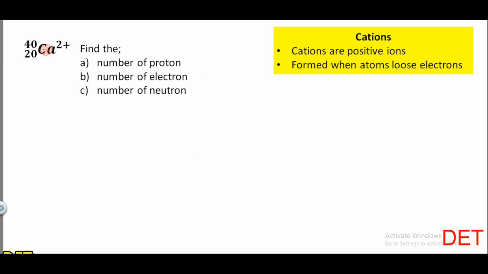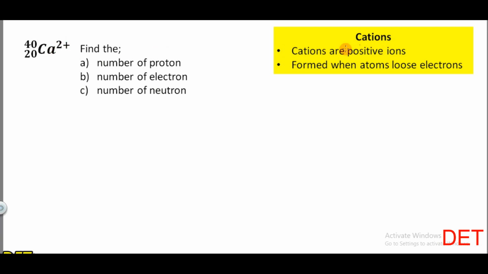So here we have a calcium ion, right? We have a calcium ion, and this calcium ion has atomic mass of 40 and the atomic number is 20. And we're asked to find A, the number of protons, B, the number of electrons, and C, the number of neutrons, right? So it's very important that you should know that this is a cation, right?